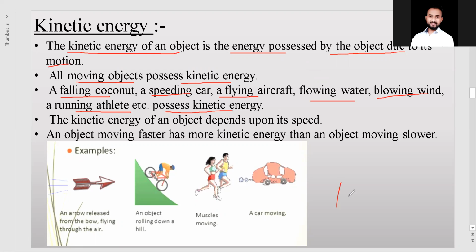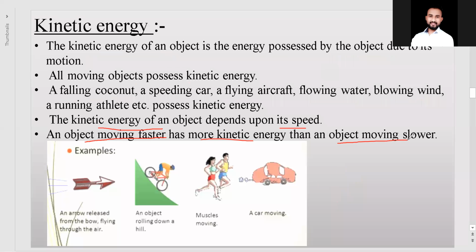You have all heard about the windmill. So what does the windmill do? It uses the kinetic energy of blowing wind. So these are a few examples of kinetic energy. And the kinetic energy of an object depends on its speed. It means if the speed is more, if the object is moving faster, it has more kinetic energy. And if it is moving slower, it has less kinetic energy.